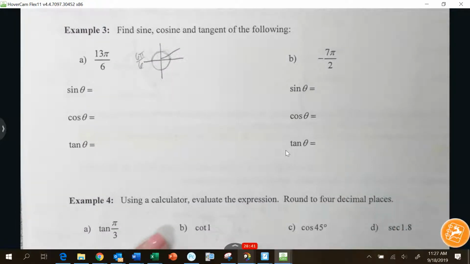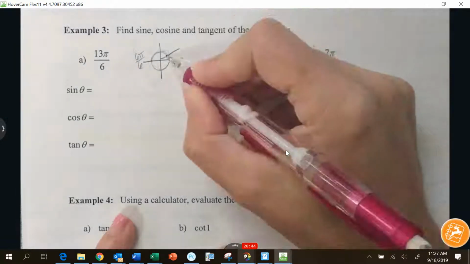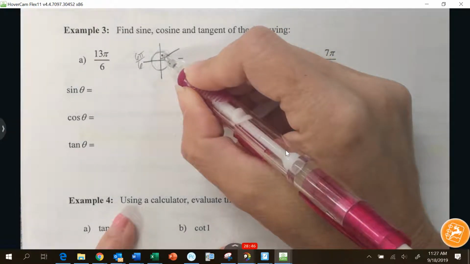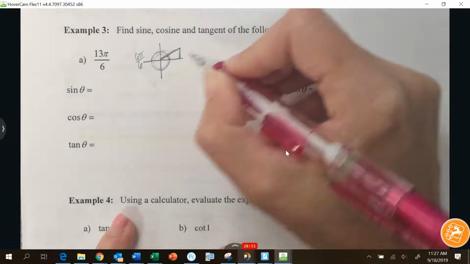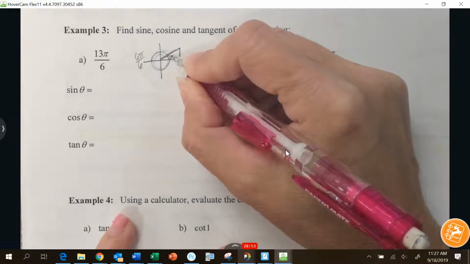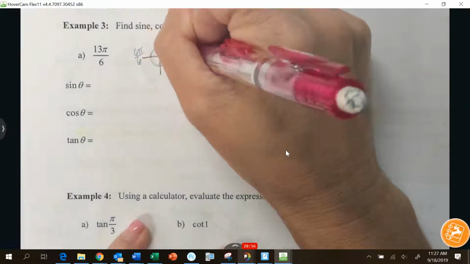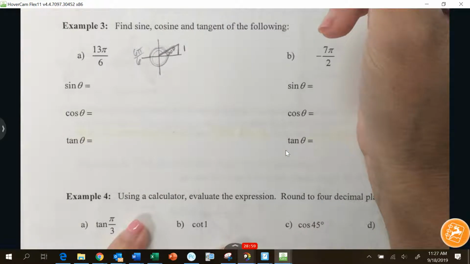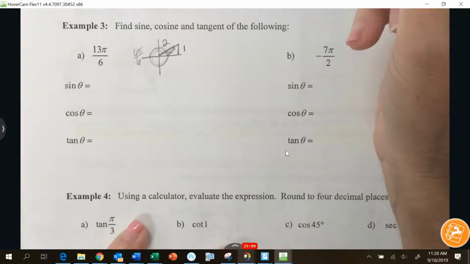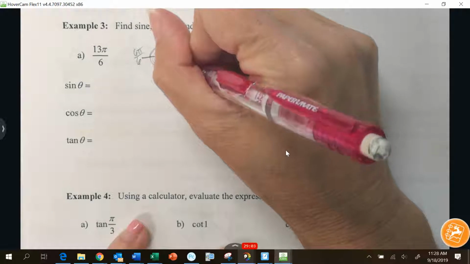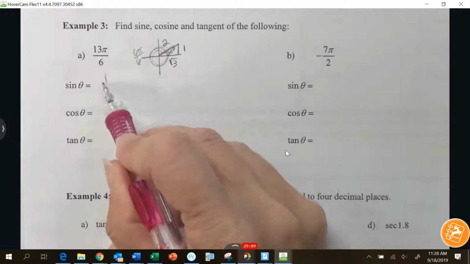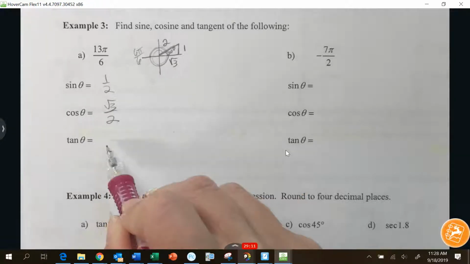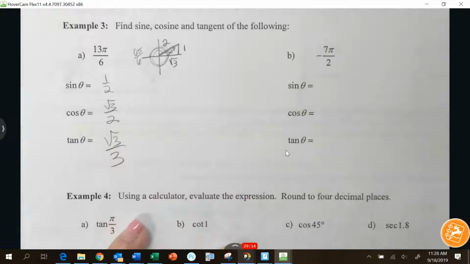Okay, so the next one. We've got find sine, cosine, and tangent of the following. We don't even have to do all of it. So you guys kind of drew where you go around one whole time, and then we went just a little bit further. And we need to figure out that that is a 30-degree angle. And so across from the 30 degrees would be the 1. The hypotenuse is the 2, so that's the radius. And then my x value is radical 3. And these are in the 1st quadrant, so they're all positive. So then I have a half, radical 3 over 2, and then radical 3 over 3 when I simplify that.